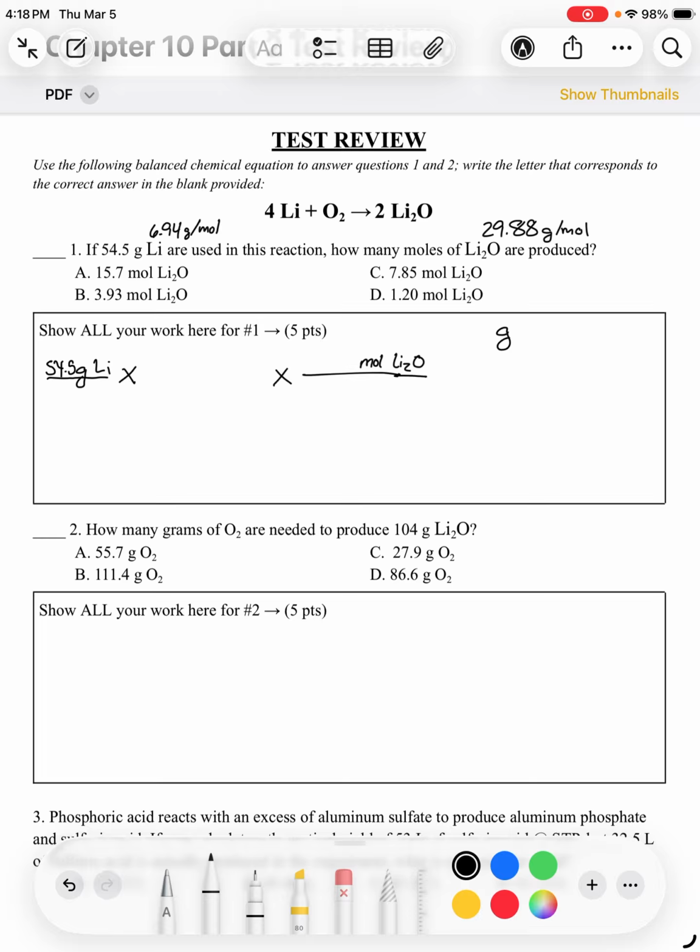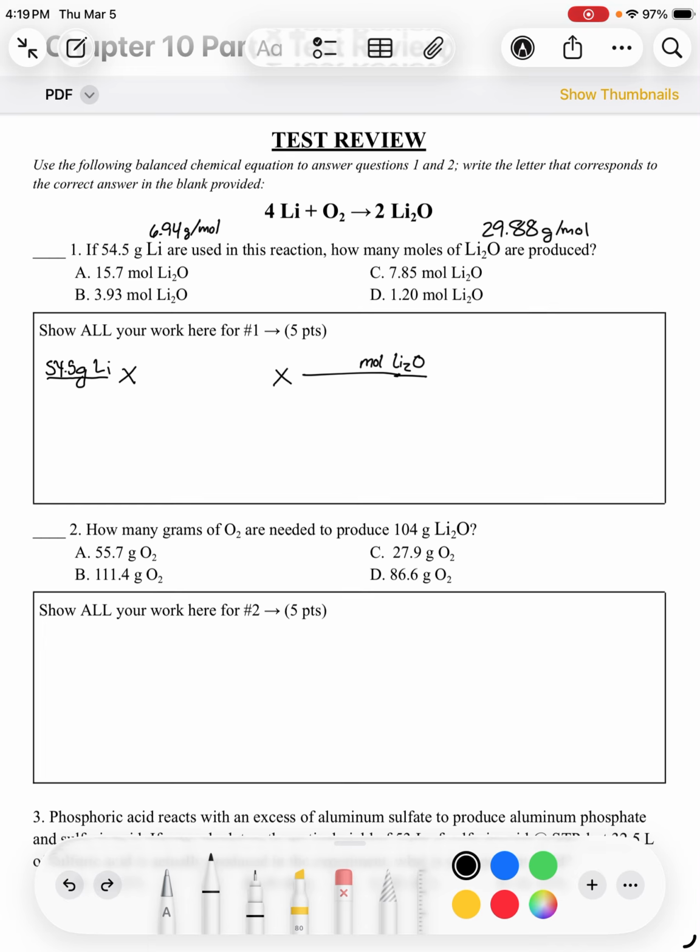So we're going to go from grams of lithium to moles of lithium. This is our main game plan. I didn't specify what compound. My bad. Moles of lithium. Why is that a problem? If I don't specify the compound, I'm going to get really confused. Writing everything out really helps us out. So grams to moles to moles. Grams of lithium to moles of lithium to moles of lithium oxide. That's our game plan.